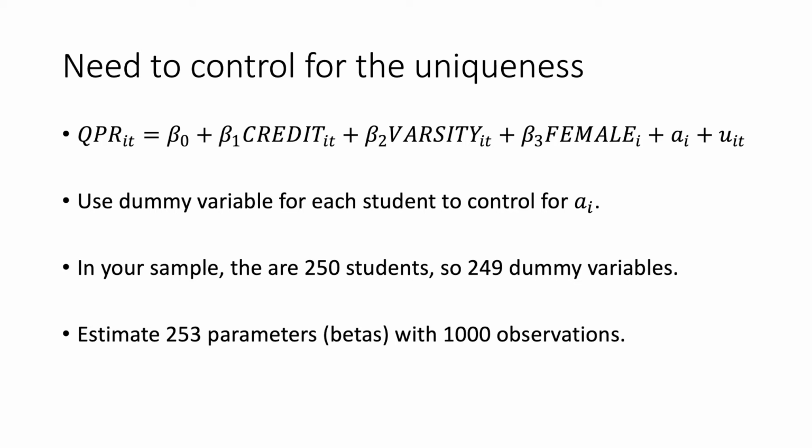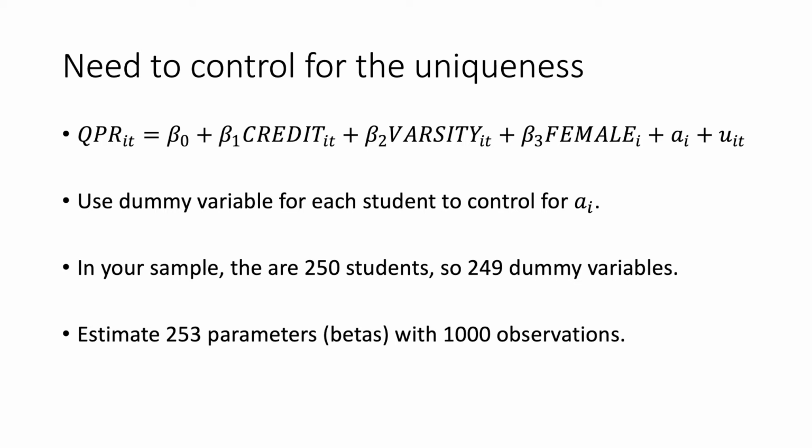So in the sample that you guys used, there are 250 students. So that implies you need 249 dummy variables. And that will also mean that you're estimating 253 parameters, right? It's those 249 dummy variables plus the other betas in the regression with those 1,000 observations. So that's something to keep in mind.